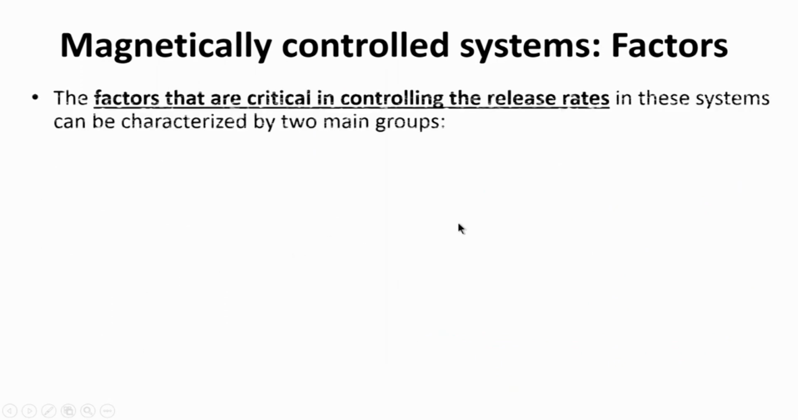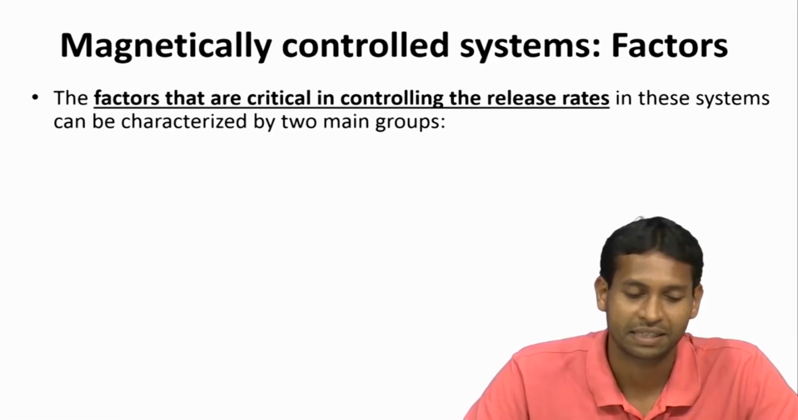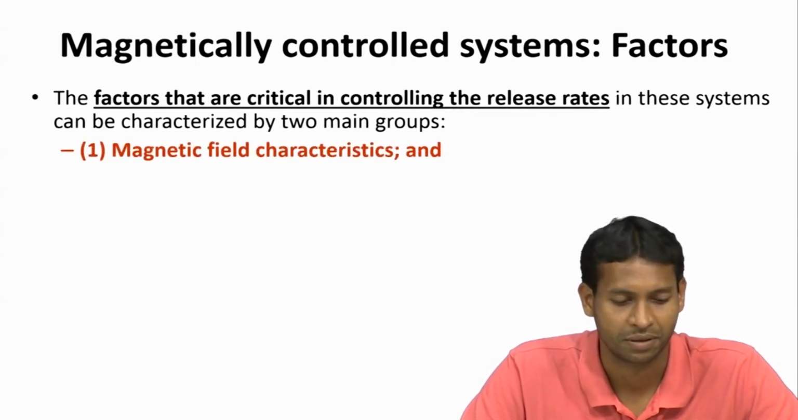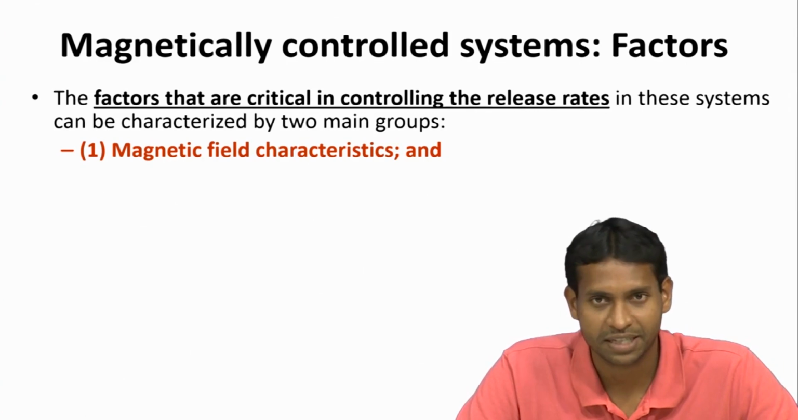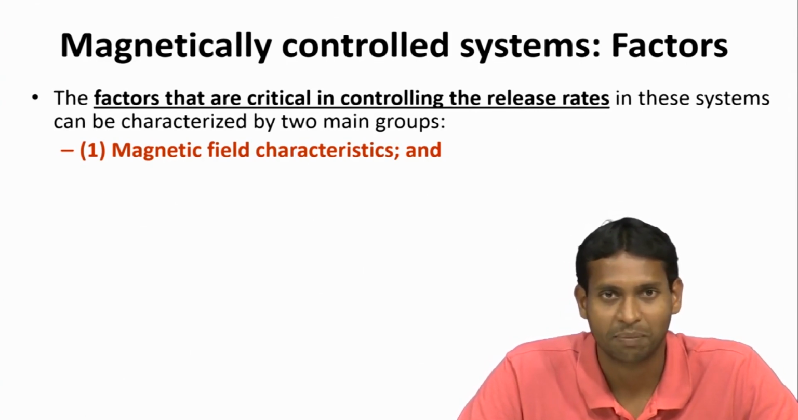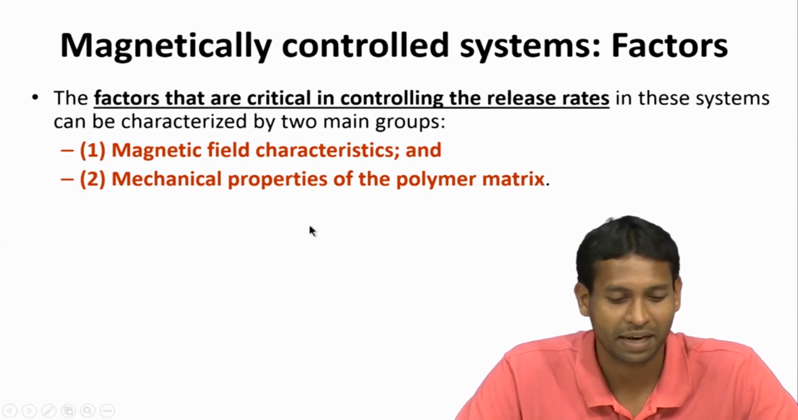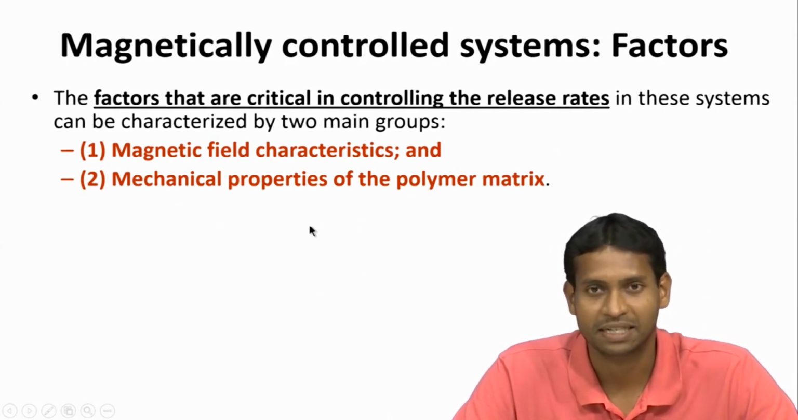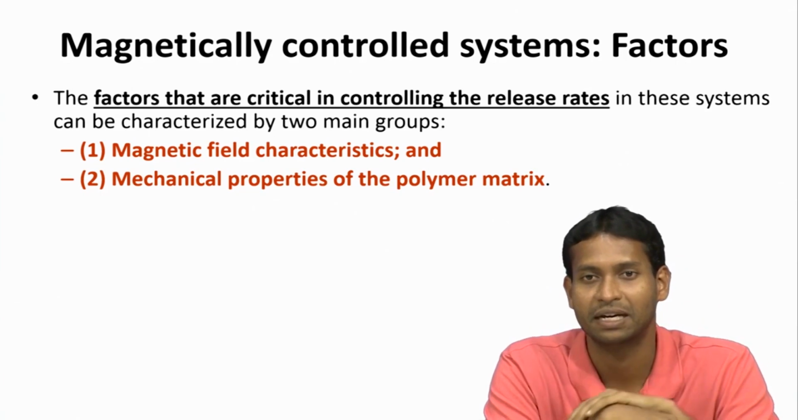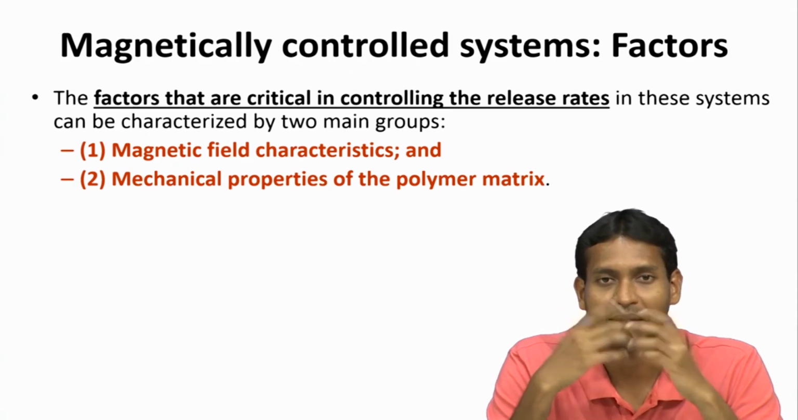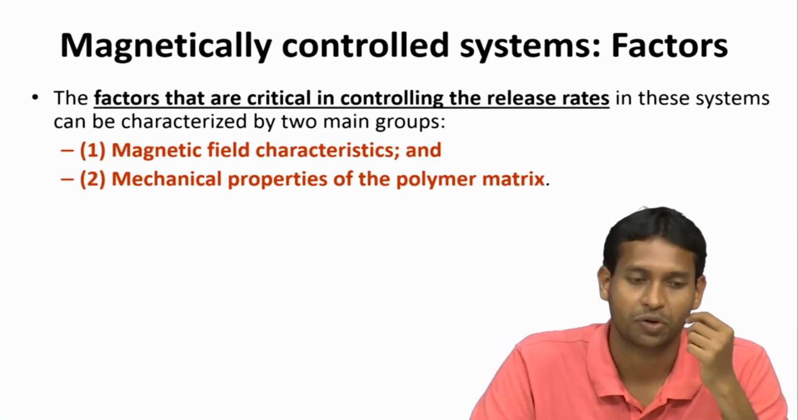So, what are the different factors which control this magnetic system? The factors that are responsible can basically be categorized into 2 main groups. One is the magnetic field characteristics. So, what type of magnetic field we are applying, how long and all that, and another is the mechanical properties of the polymer matrix. As I said, this is physically disrupting the polymer matrix by movement and all. So, mechanical properties of the polymer matrix will also play an important role.